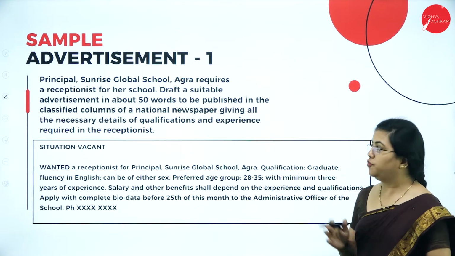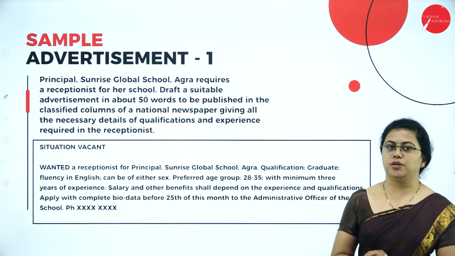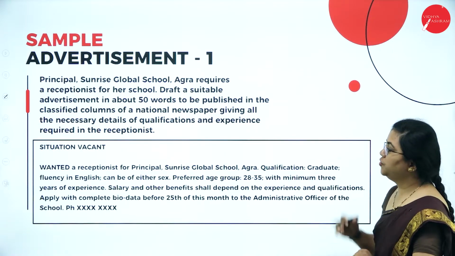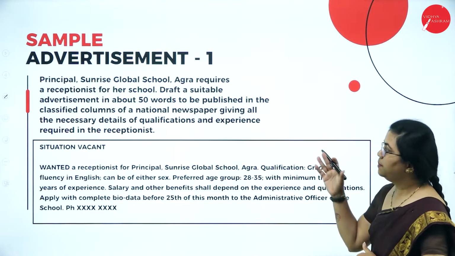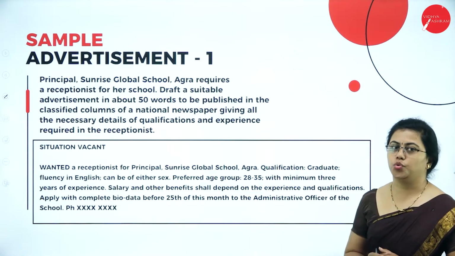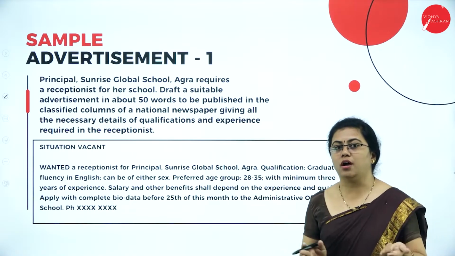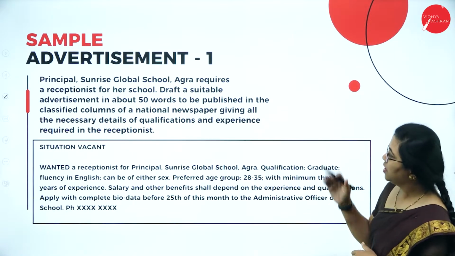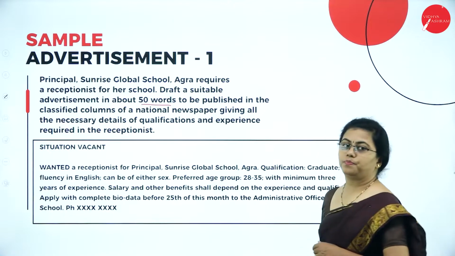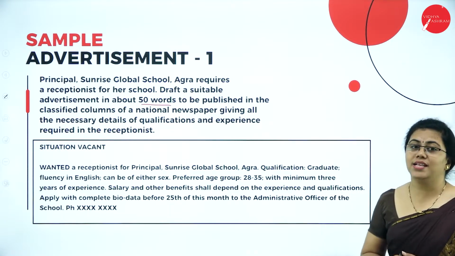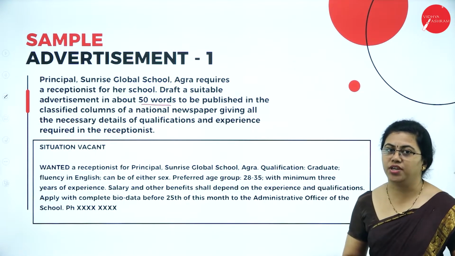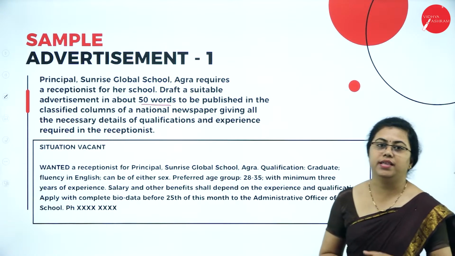Let me just give you a few more examples so that you will understand it better, because we learn better through examples, isn't it? So we'll learn it now. The first example we are going to look at is: the principal of Sunrise Global School, Agra, requires a receptionist for her school. So this is an advertisement wherein some job offering is posted. Draft a suitable advertisement in about 50 words. The word limit is also given over here. It is to be published in the classified columns of a national newspaper, giving all necessary details of qualifications and experience required in the receptionist.